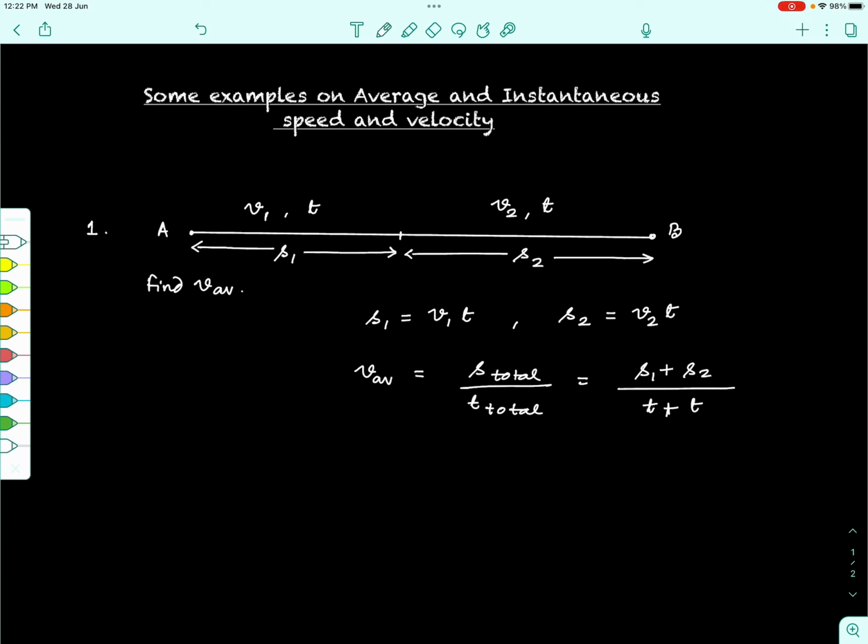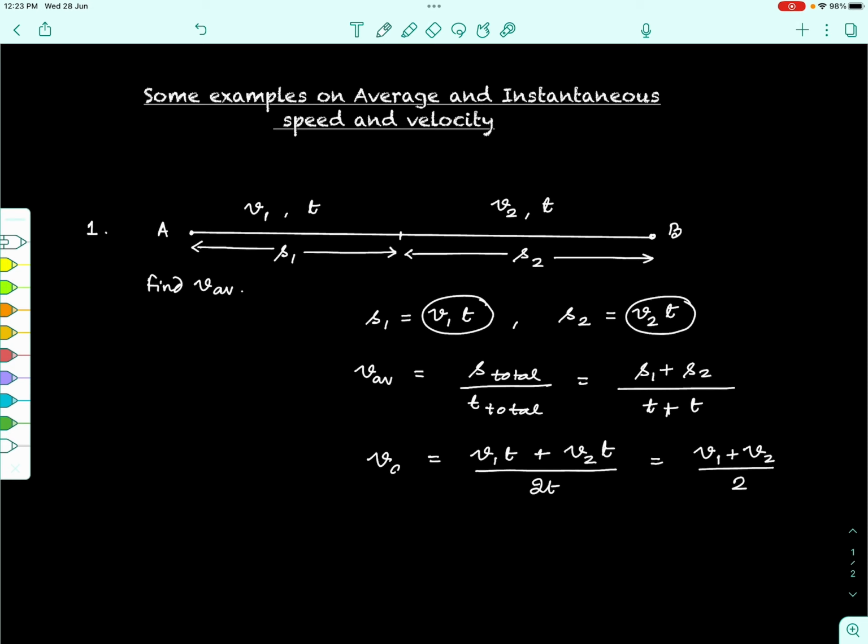Now we need to substitute the values of S1 and S2 in terms of what we have been given, v1 and v2 and t. So we can write S1 as v1t plus S2 as v2t divided by t plus t, which will be 2t, and we can see that this will reduce down to v1 plus v2 by 2 after cancelling out t from both the numerator as well as the denominator.